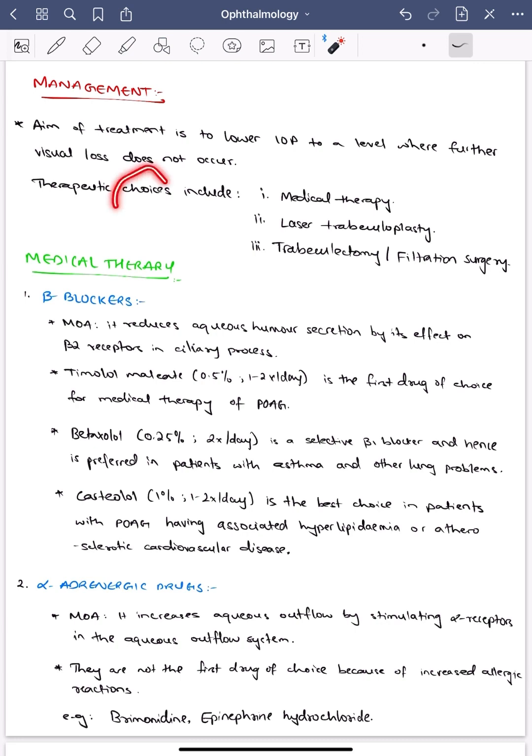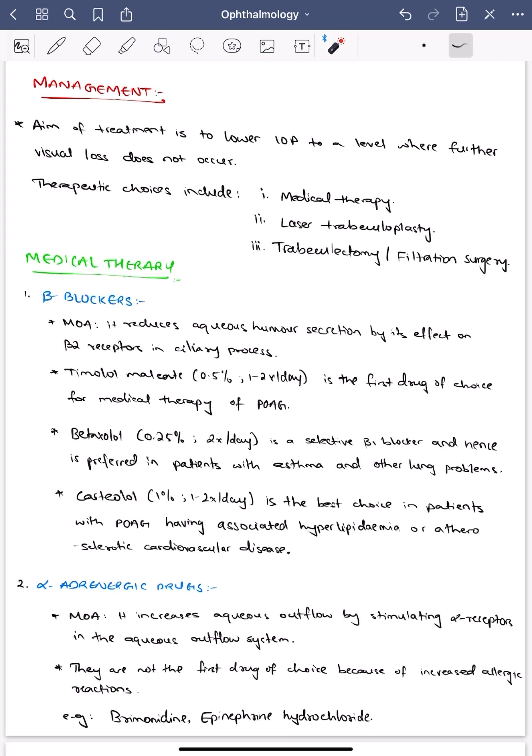Now the therapeutic choices include medical therapy, laser trabeculoplasty, and trabeculectomy or filtration surgery. Okay, so the therapeutic choices: we have medical therapy, laser trabeculoplasty, and trabeculectomy. Now let's begin with the medical therapy.